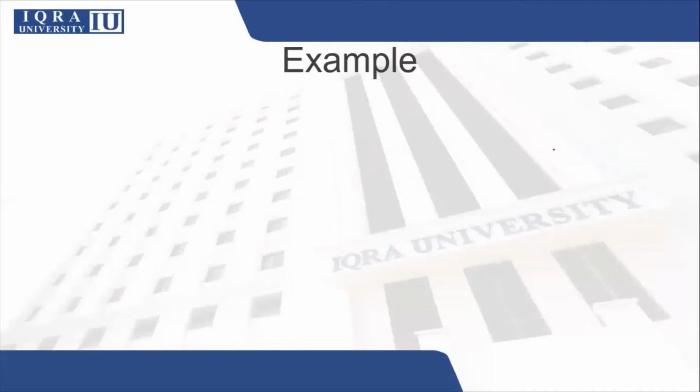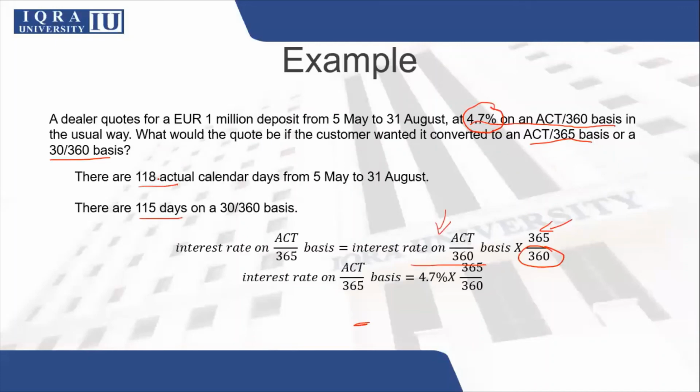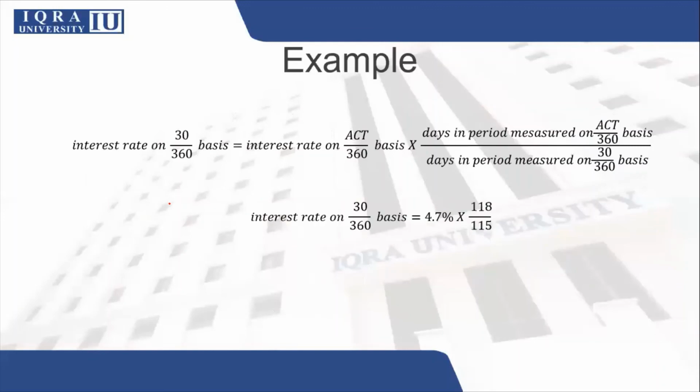So now you know why we have calculated these days over here. This is going to be used in the formula. So the interest rate will be 4.7%. This was provided to you. These two you have calculated. So days in period measured on the Act 360 basis is the actual number of days that you will count.